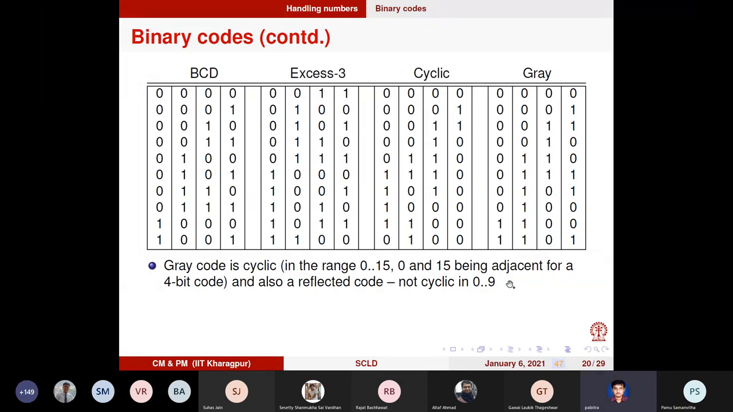Okay. So this is you reflect, you append. You reflect, you append. You can extend the gray code to higher number of bits this way.